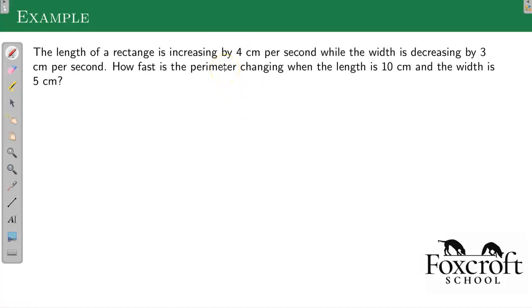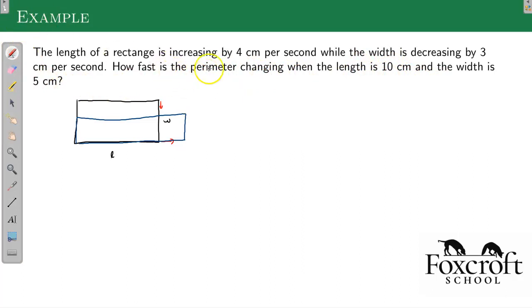Here's one where you actually have some numbers involved and you're trying to figure out the situation at a specific time. The length of a rectangle is increasing by 4 centimeters per second. Let's say we have this rectangle with length and width. Over time, this side is going to get longer, and my width is decreasing by 3, so my width is going down. After some time, my rectangle might look like this. It's gotten longer, but shorter. How fast is the perimeter changing when the length is 10 centimeters and the width is 5 centimeters?